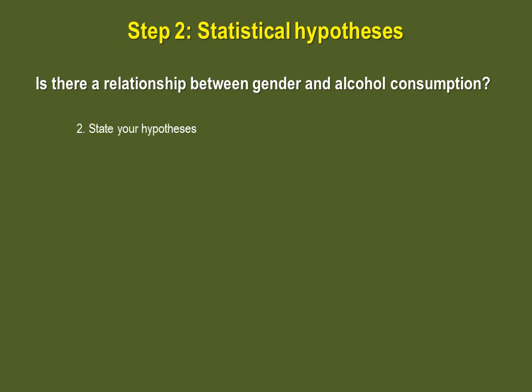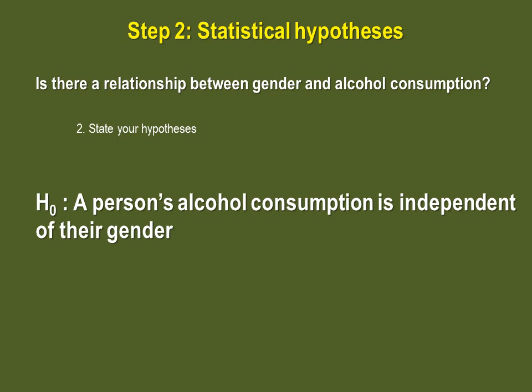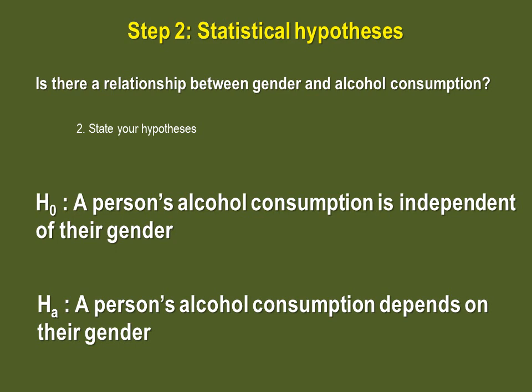Now we can state our hypotheses. The null hypothesis states that there is no relationship between the two variables, so you can state it like so. A person's alcohol consumption is independent of their gender. The alternative hypothesis states the absolute opposite, so you can state it like so. A person's alcohol consumption depends on their gender.